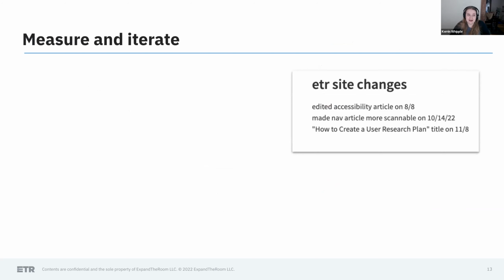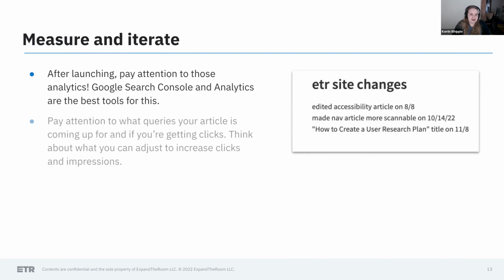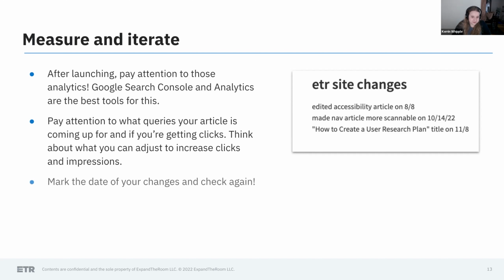Lastly, measure and iterate. After launching, pay attention to analytics like Google Search Console and Analytics. I'm happy to talk with anybody on the side about how to get involved and start clicking around in Search Console. We should all have access to it. Pay attention to how your article is showing up. Maybe you're showing up for some unexpected queries, or your impressions are high but your clicks are low, and then how can we adjust this to make the clicks and impressions better?